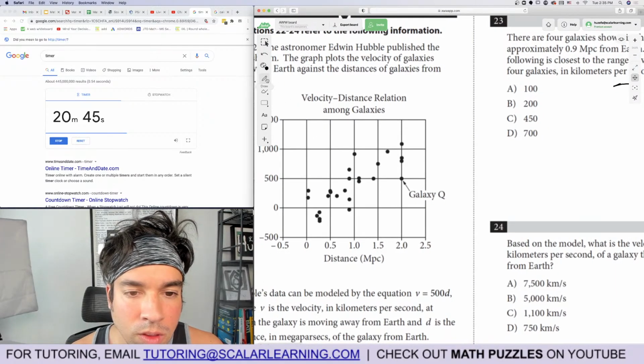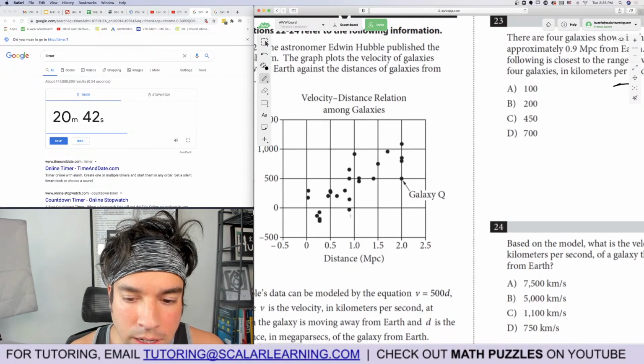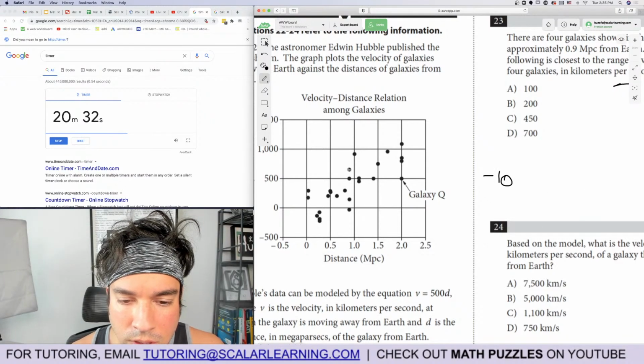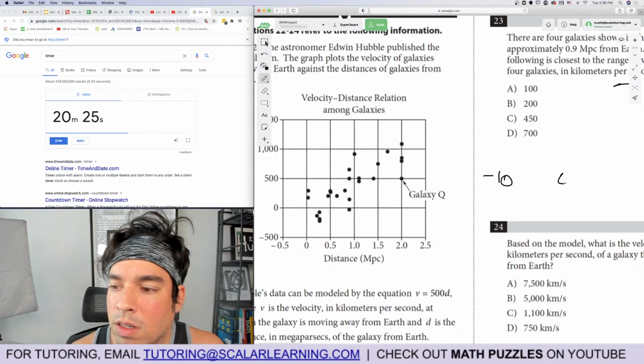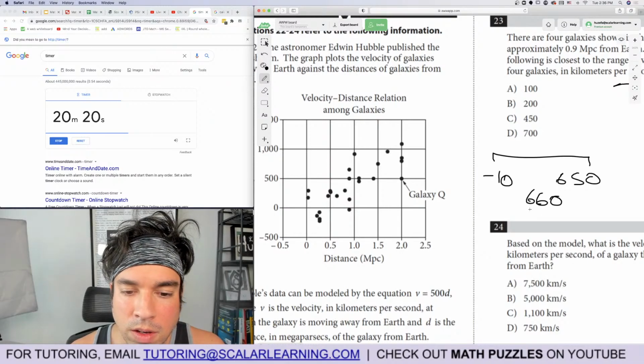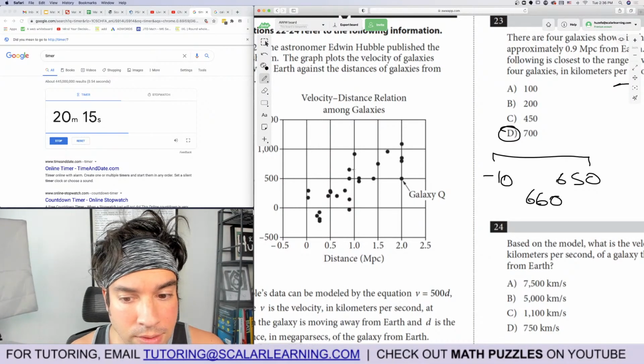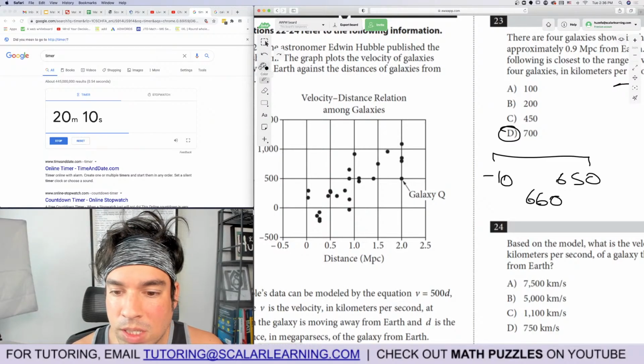Great. So the range looks like negative 100, maybe. I don't know. Maybe that looks like negative 10 up to 600. Here's 750. Maybe 650. So it's a range of 660 maybe. And I think the closest they have is 700. And that makes sense, right? It's more than 500, because look, it's at least more than 500. So it's got to be 700.